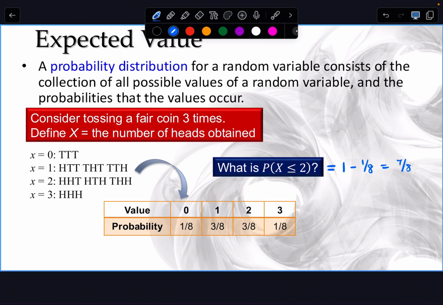The other way I could attack it is doing what? Add up the ones that I do want. So I can use that general addition rule. Okay? So I could take the 1/8 for the 0 plus the 3/8 for 1 plus the 3/8 for 2. Either way, I get the same result. That complement rule, though, is always one that you want to kind of keep in mind. A lot of times it makes the process a little bit simpler, especially if that's a large sample space with lots of different outcomes. Rather than adding up a whole bunch of different values, we just subtract out the pieces that we don't want. Might be a little bit quicker. Okay?